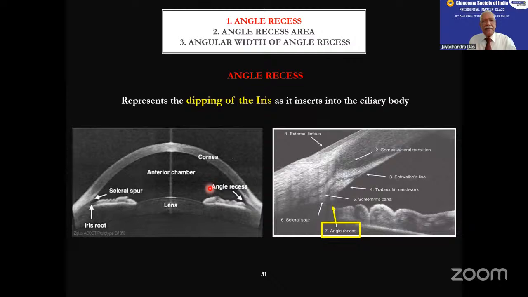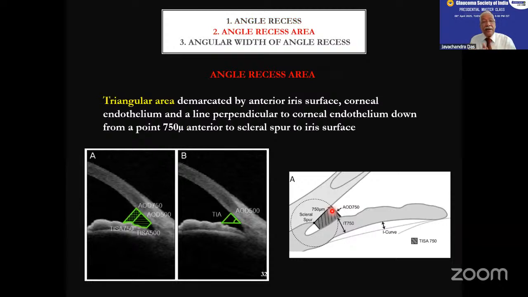So coming to the point again: what is the angular recess, what is the angular recess area, and what is the angular width of the angular recess? Just to give you the ASOCT photograph, you can take this mental impression: this is the angular recess, this is the iris surface, this is the scleral spur, and this is the angular recess. In the UBM picture, you can see the angular recess. The trabecular meshwork is here, the anterior Schwalbe line is here, but this is the recess. The recess is very important as far as the plateau iris is concerned. This is the angular recess area.